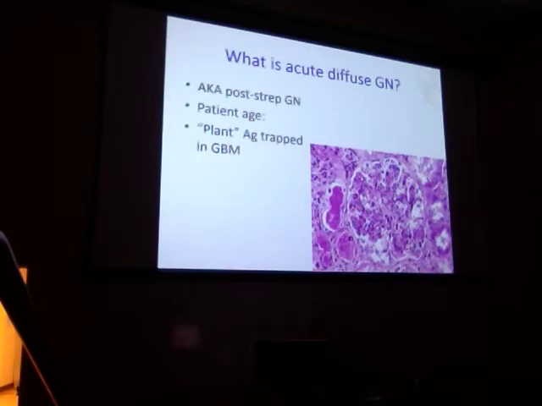The onset's usually 1 to 4 weeks, so 7 to 28 days after infection. It doesn't always have to be strep. It could be a staph infection, a pneumococcal infection. There are some viral stimulants or causes as well. Strep is probably the number one.